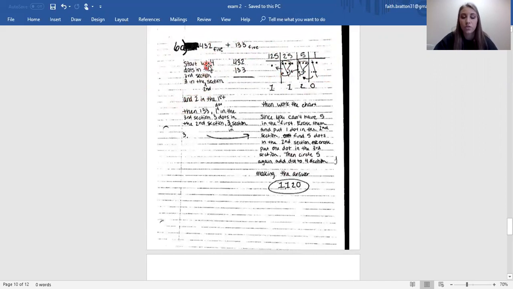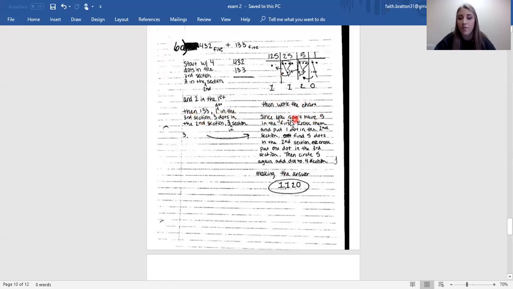Okay, start with 4 dots in the first section, start with 4 dots in the third section and 3 in the second section. Add 2 in the first, and then 133. Yeah. Okay, then work the chart.